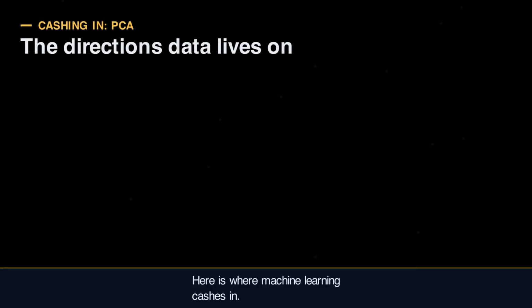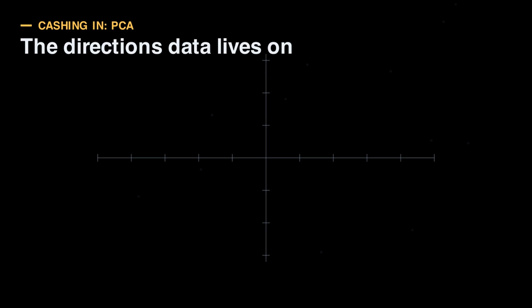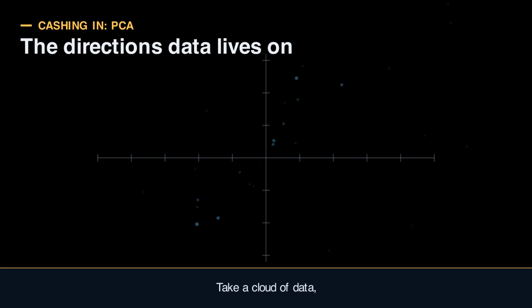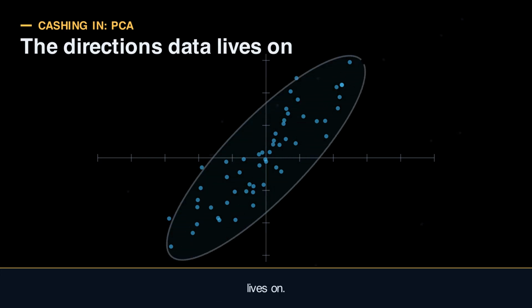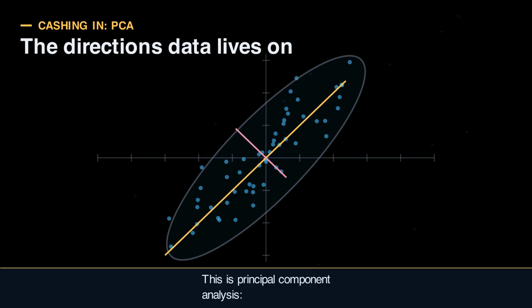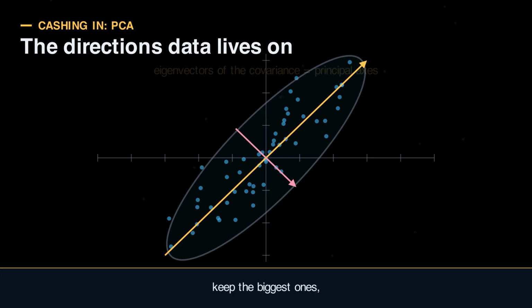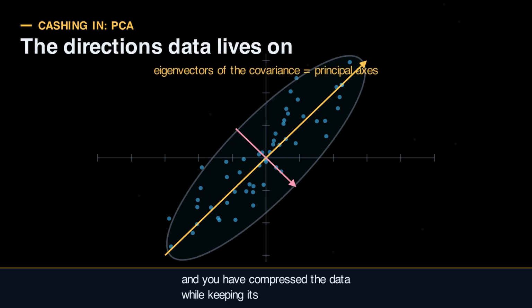Here is where machine learning cashes in. Take a cloud of data and compute its covariance matrix. The eigenvectors of that matrix point along the directions of greatest spread, the axes the data naturally lives on. This is principal component analysis. Rotate onto the eigenvectors, keep the biggest ones, and you have compressed the data while keeping its essence.